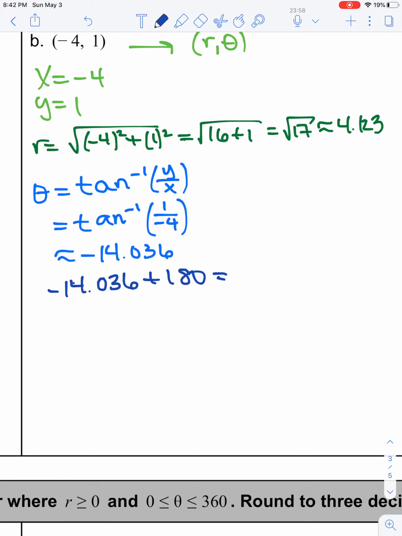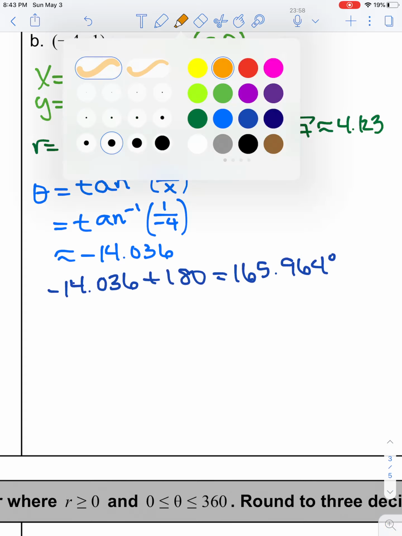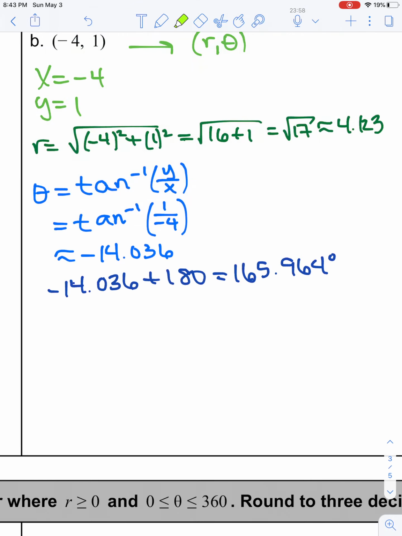In doing so, we get the angle measure of 165.964 degrees. So with a little bit of an extra step, we are able to find that for our polar coordinate, our r value is 4.123 and our theta value is 165.964. So r comma theta equals 4.123 comma 165.964 degrees.